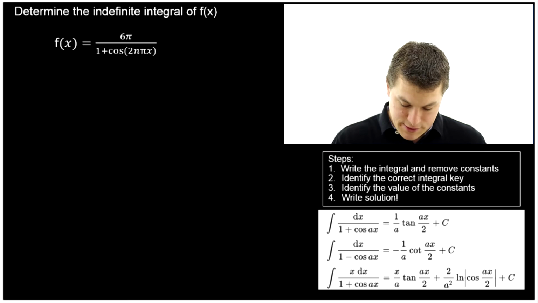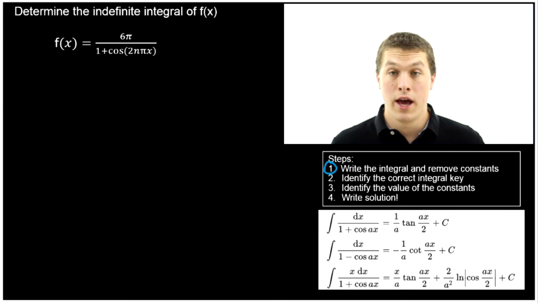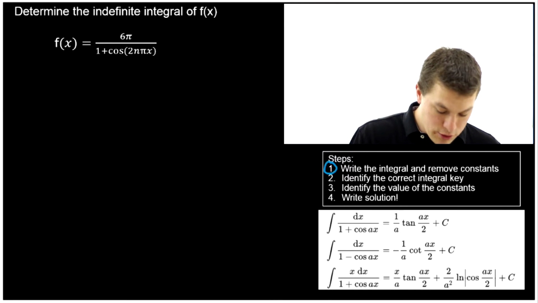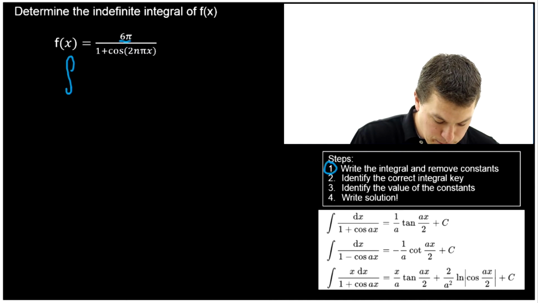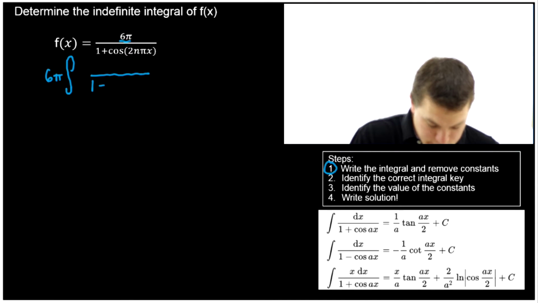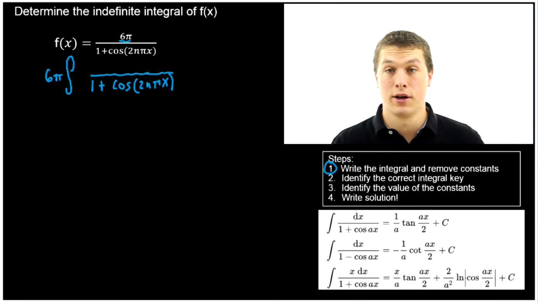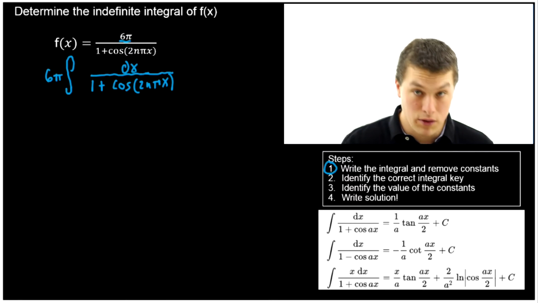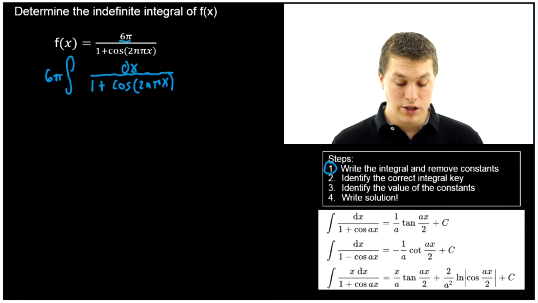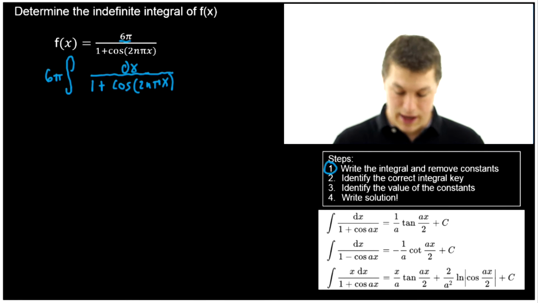Well, step 1 just says write the integral and remove the constants. And so what we're going to do is go ahead and write this as an integral. And notice the 6 pi can be pulled out front because it's just a constant. 1 plus cosine 2 n pi x. We can't pull out the constants in the cosine because they're in the argument of a function. And this is going to give us this integral, which now what we need to do is go find something that looks like that, and that's step 2.